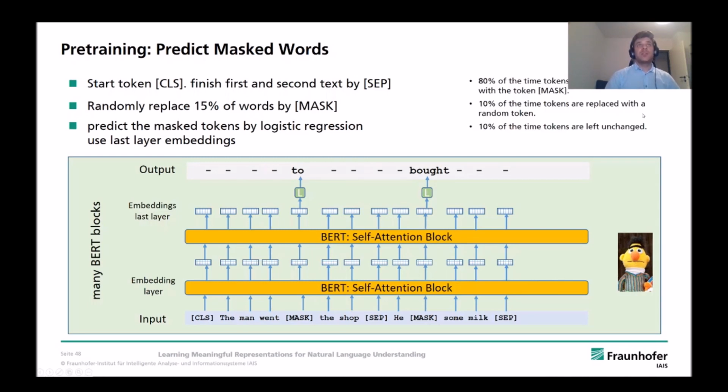Now, in the training of BERT, 80% of the time, tokens are replaced with a mask token. 10% of the time, tokens are replaced with a random token. And the other remaining 10% of the time, if tokens are altered, they're just left in that case unaltered, so unchanged.